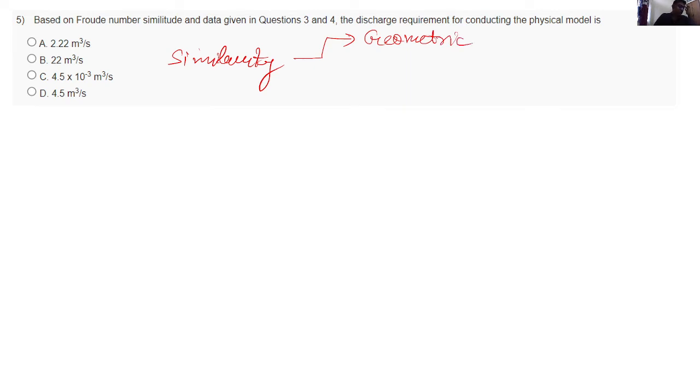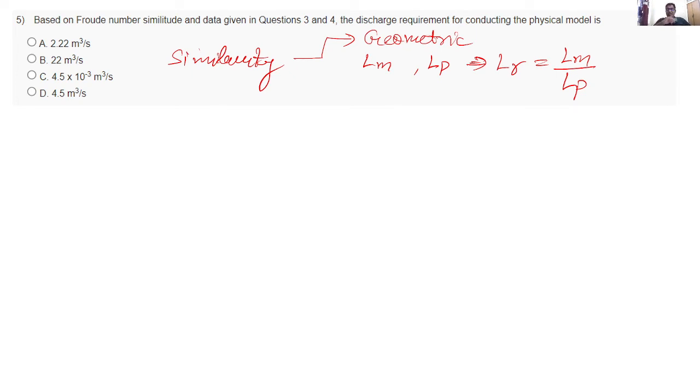So in geometric similarity, we ensure that the model is a geometric replica of the prototype. So the length of the model, Lm, and the length of the prototype, Lp, should be similar. And this similarity is ensured using the length scale of the model, here represented using Lr, which is nothing but Lm by Lp. We ensure that for all the dimensions, we keep the length scale constant. So this is what we call geometric similarity.